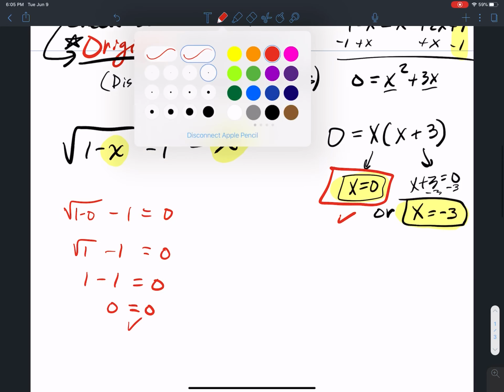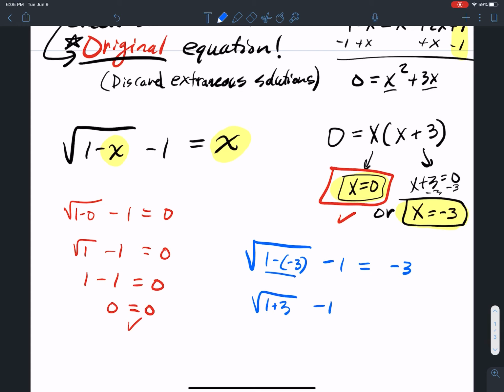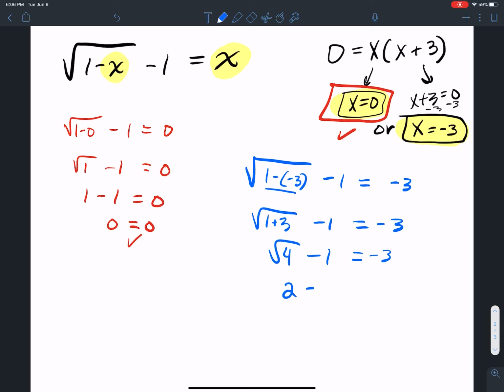Let's check the other one. Square root 1 minus negative 3, parentheses, people, and then minus 1, and that's equal to negative 3. Now, minus a minus is a plus, so that's 1 plus 3, minus 1 equals negative 3. 1 plus 3 is 4. Ooh, square root of 4 is 2. 2 minus 1 is 1 equals negative 3. Is that true? That's false. So this, my friends, is an extraneous solution.